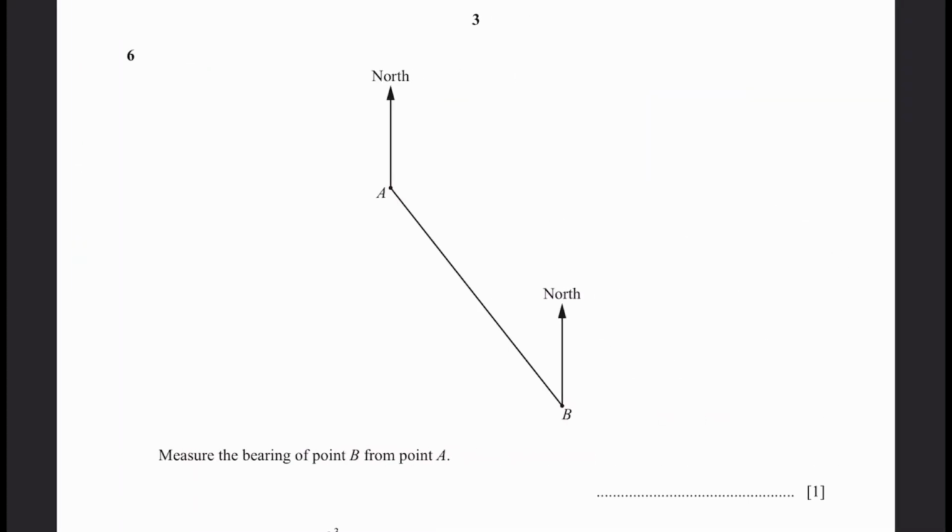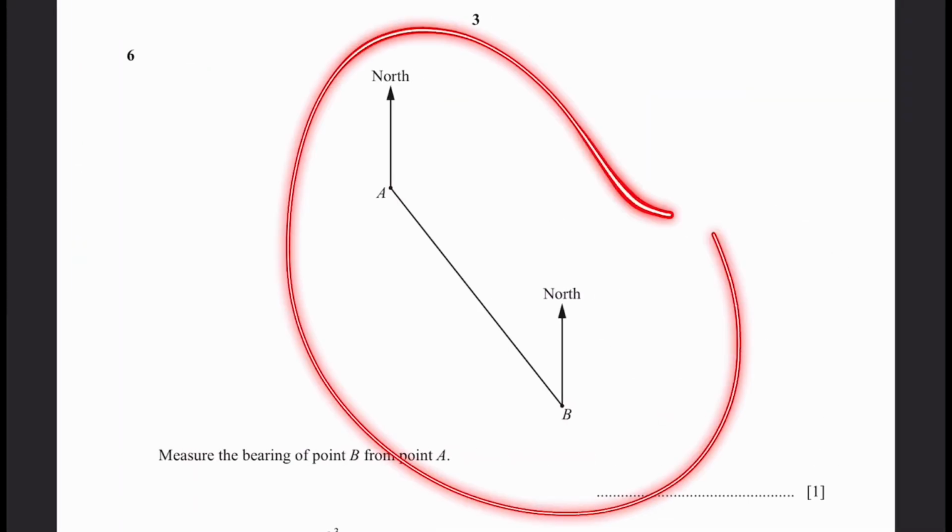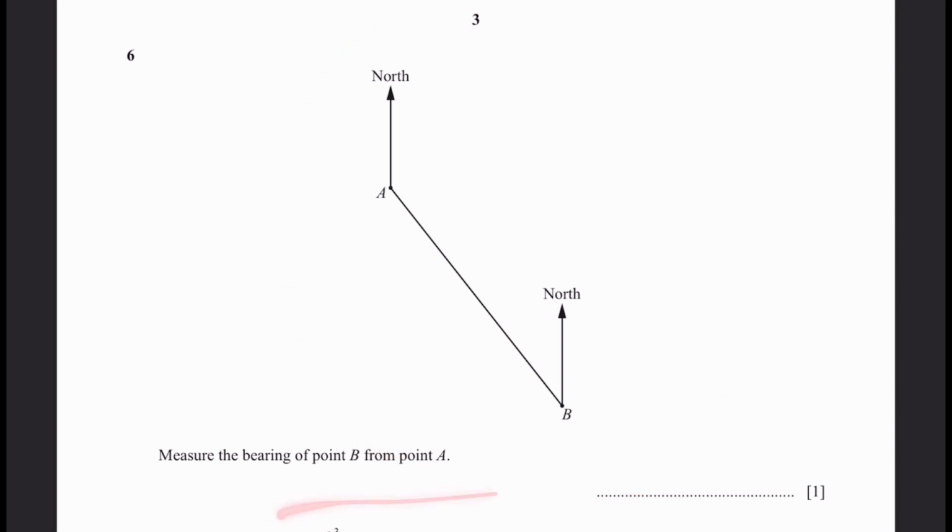Question 6. So you have this diagram. Measure the bearing of point B from point A. So where are we going from? We're going from point A, which means we need to measure the angle at point A. Always go in the clockwise direction from the north line. That means we measure this angle. And if you measure that angle correctly, you get 142 degrees. That's the answer.